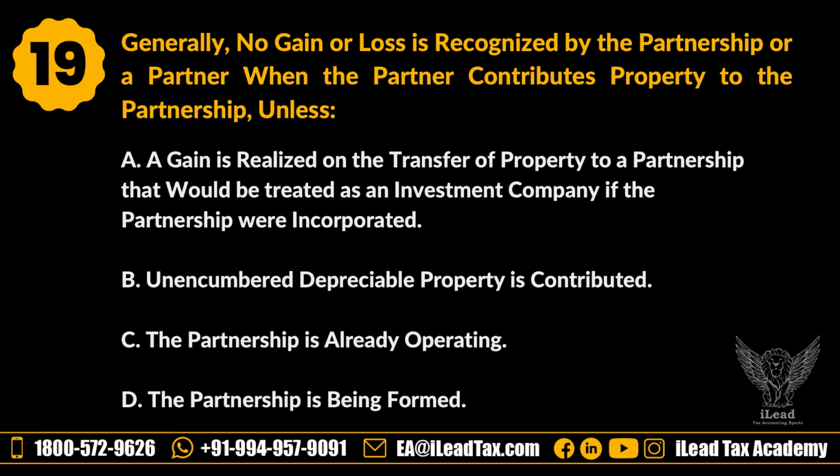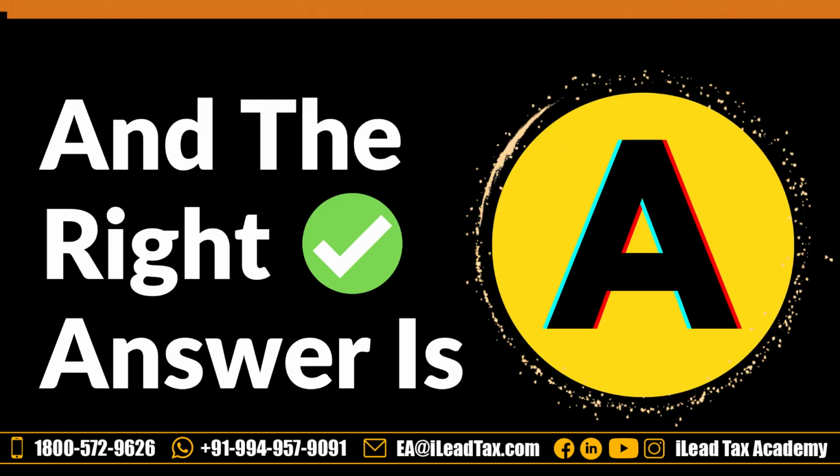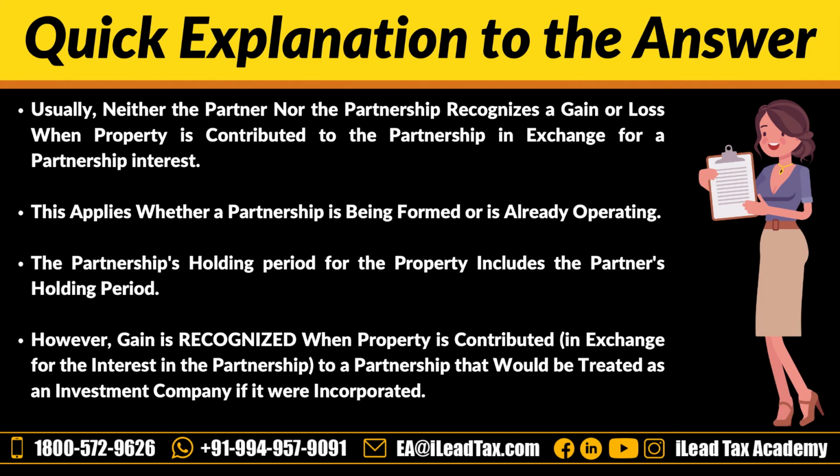Let's see the answer. The answer is A. Let's see why it is A. So here if a partner contributes property to a partnership and a gain is realized on the transfer, the gain is generally recognized if the contributed property would be treated as an investment company if the partnership were incorporated. So this exception ensures that certain types of gains are recognized. Let's go to the next question.